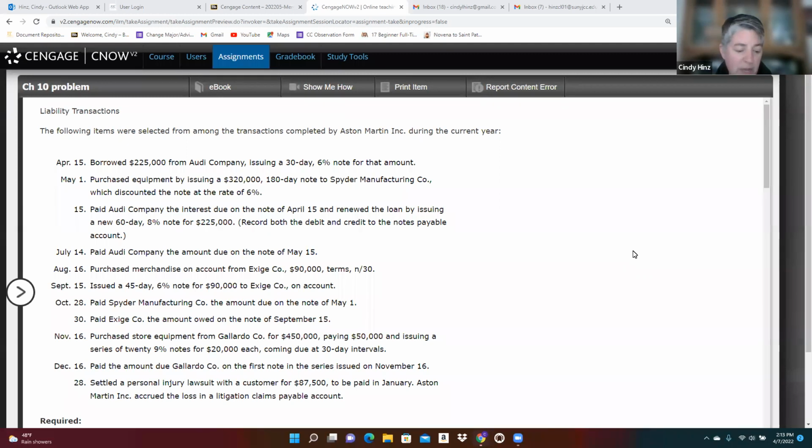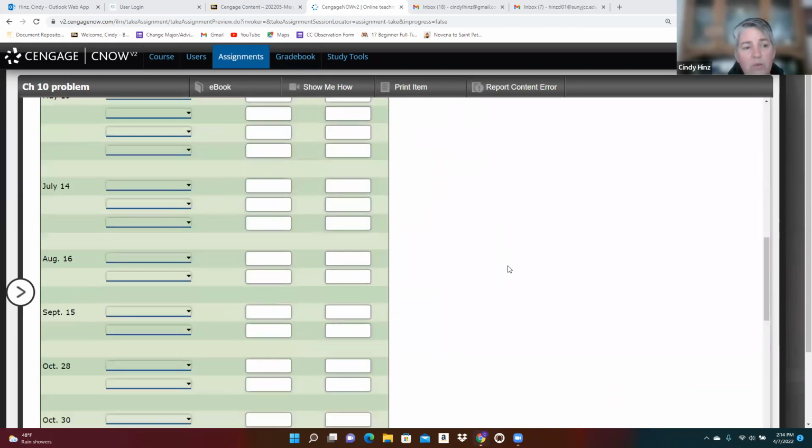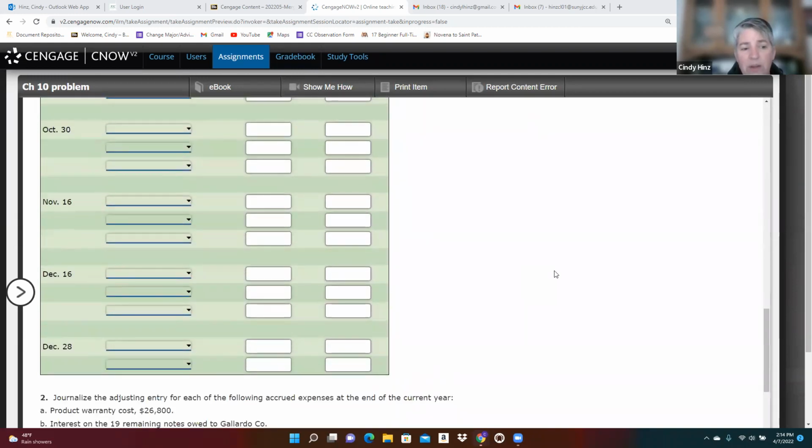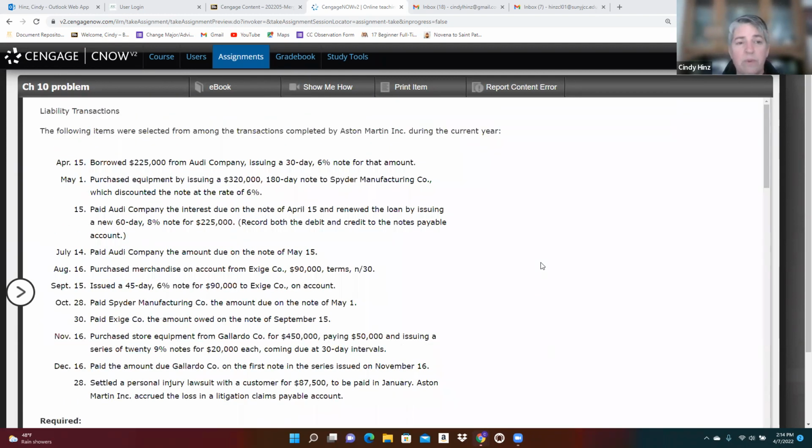So Chapter 10 is about current liabilities, installment notes. And so what we're going to be doing in part 1 is journalizing a whole series of transactions that happened for this company during a particular year. And all of these transactions will be related to current liabilities, notes, using simple interest calculations, maybe accruing some interest. I can see just looking at these that we have some notes that are discounted and some notes where the interest is on top of the principal. And so we'll have a chance to practice with all of those.